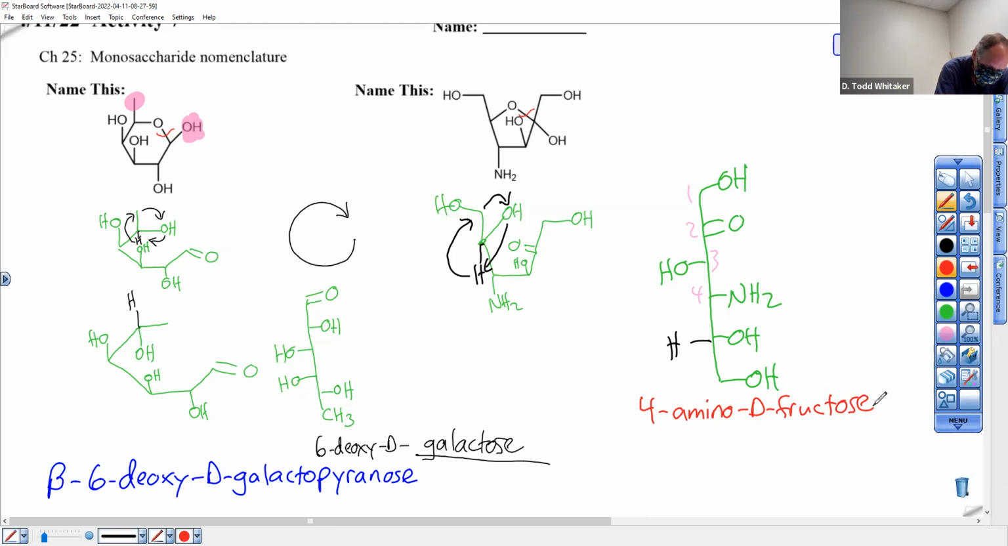So your final answer in blue, and once again, we got to do the alpha beta. This O is down, which is trans to this CH2OH, which is up, which means it's trans, so alpha. Alpha for amino D-fructose, and this one's a 5-size ring. Fructofuranose, and it's a hemiacetal.